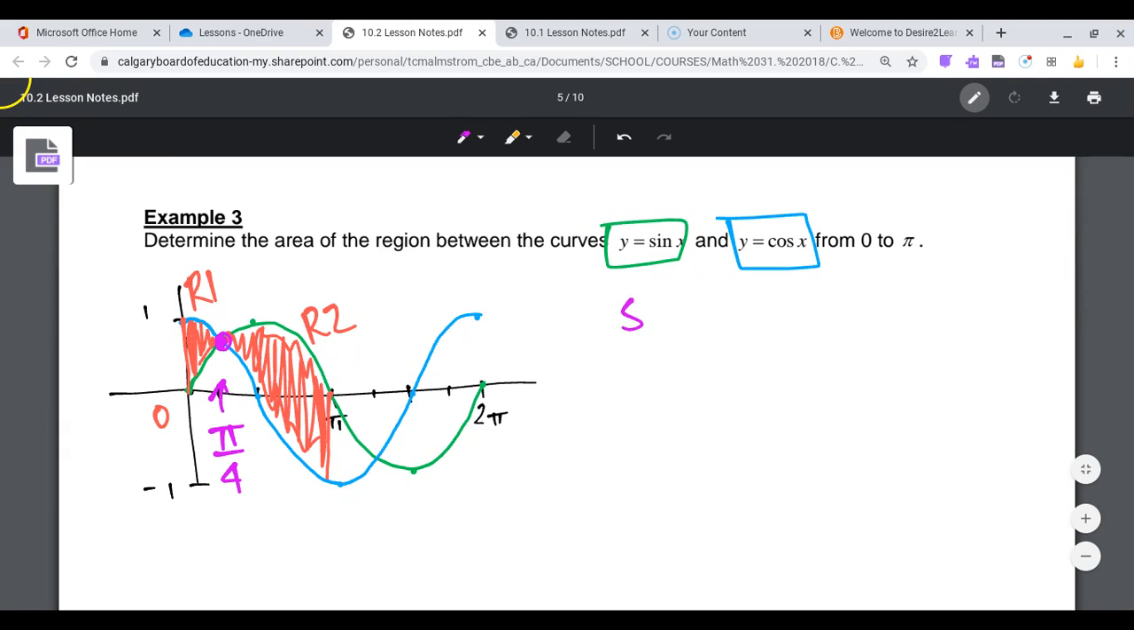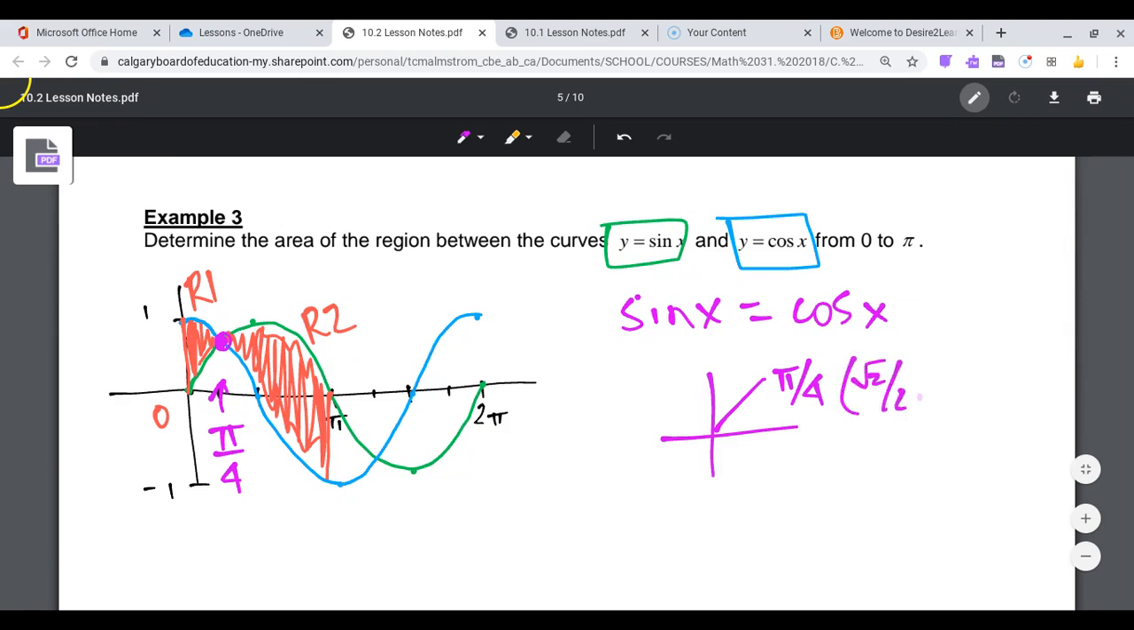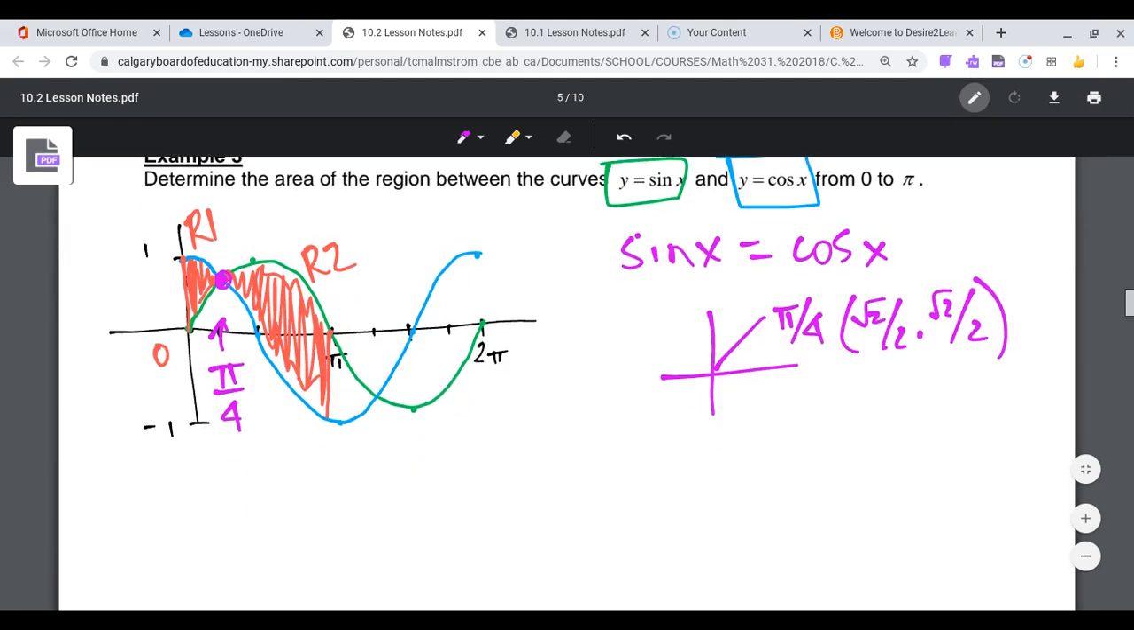Where does sine x equal cos x? It has to be at pi on 4. Where are they exactly the same on my unit circle? They're root 2 on 2, root 2 on 2. That's where they're exactly the same. So that's how I did that question for my intersections. This is all this trig stuff, which is really important that we still remember.